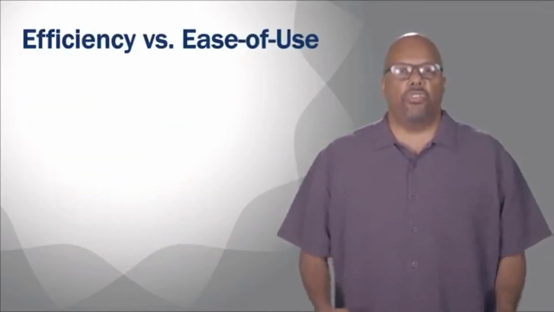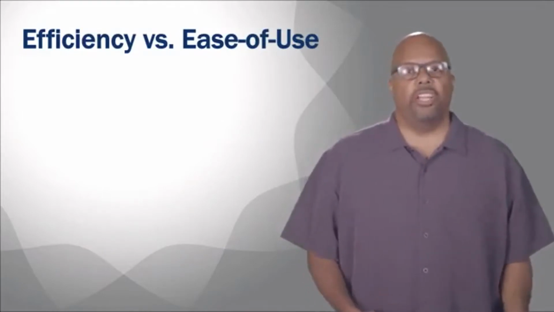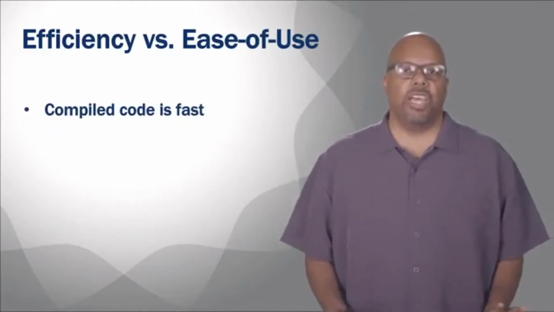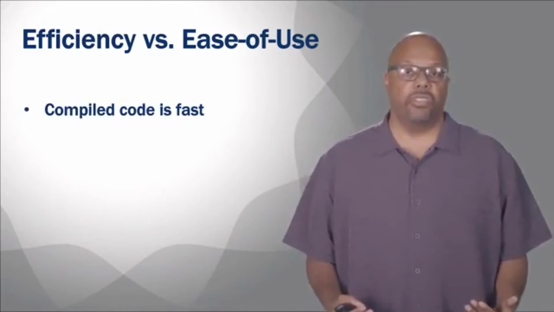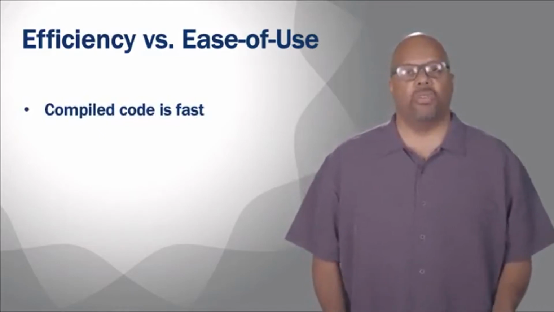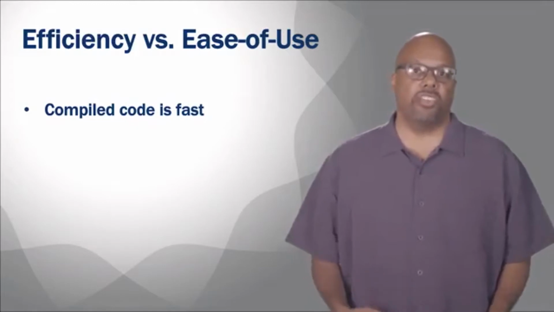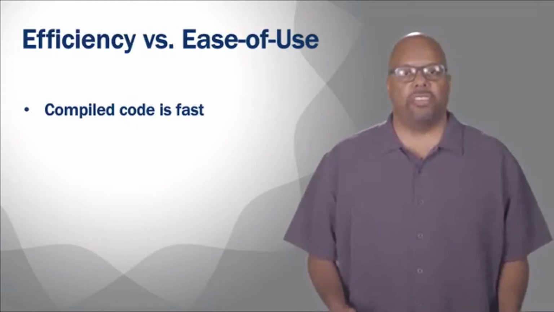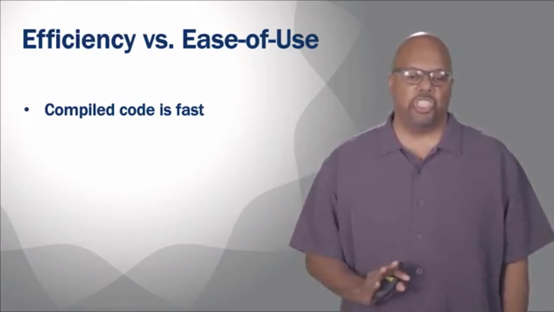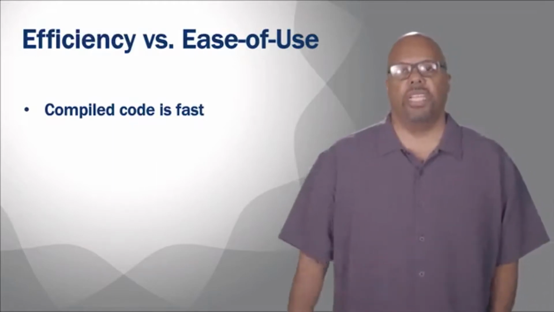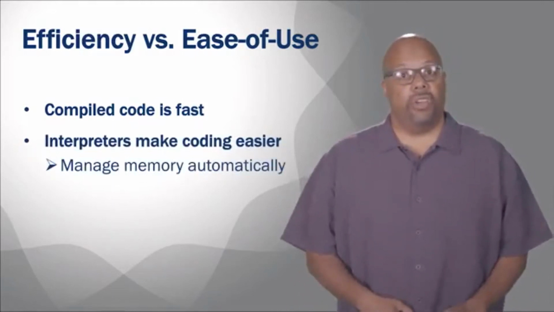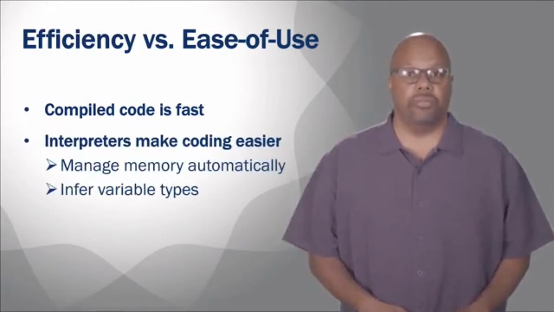Now, there's this trade-off between compiled code and interpreted code. The first level of this trade-off, one big difference you can see, is that compiled code is generally faster to execute. That's because you don't have to do the translation every time you run the code. So it's going to be faster. Now, there are people who would argue the opposite, but generally compiled code is a lot faster. On the other hand, though, interpreters make coding easier.